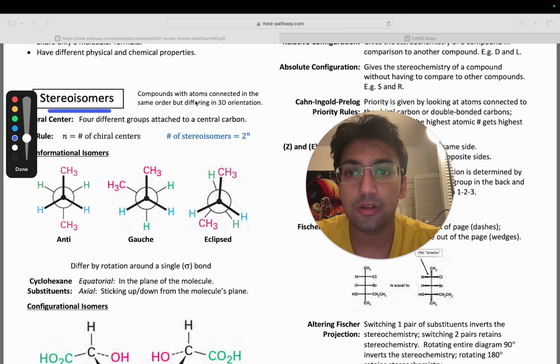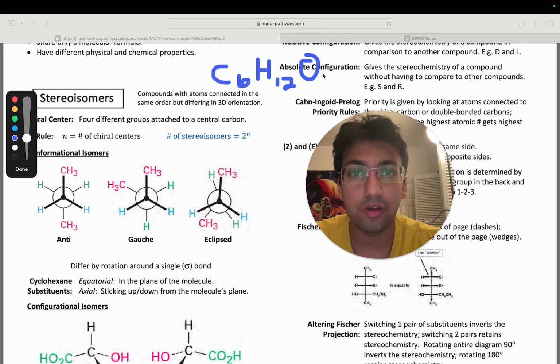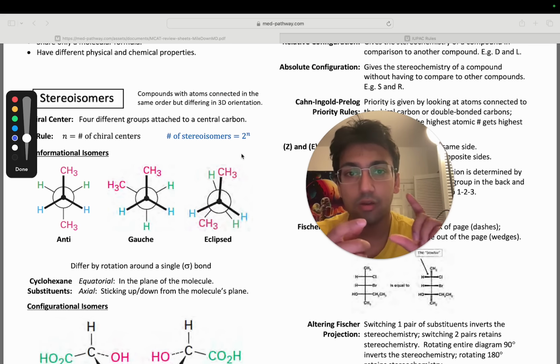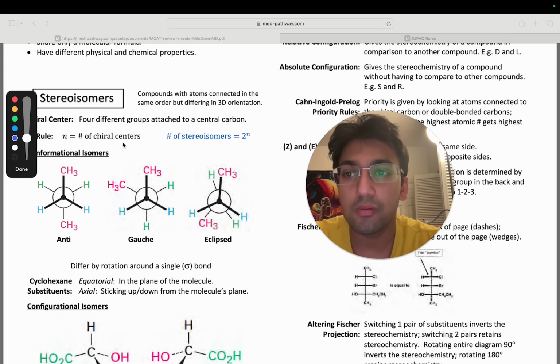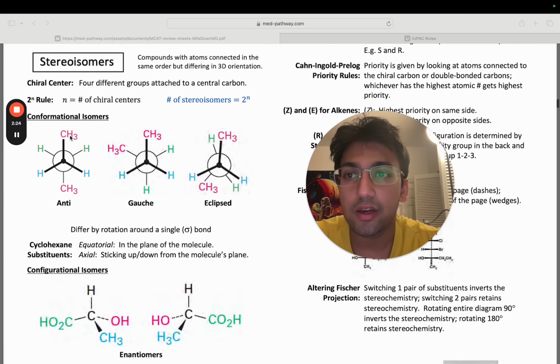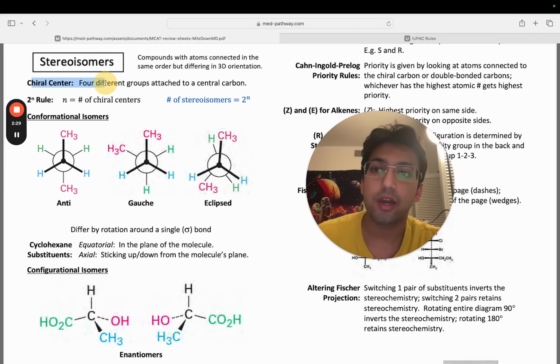But in a stereoisomer, the atoms are connected in the same order. So those C6H12O6 atoms have to be attached to each other in the same order. If I say each carbon is attached to an oxygen, then for two stereoisomers, that has to be true for both of them. The only difference is in the shape and angle of how those atoms are bonded to each other. And the important thing to know here is that we have things called chiral centers, and a chiral center is when you have 4 different groups attached to a central carbon. If you don't have a chiral center, then it is not technically a stereoisomer.